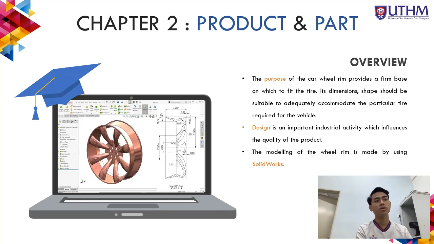So first, the overview. The purpose of the car wheel rim is to provide a firm base on which to fit the tire. Its dimension and shape should be suitable to accommodate the particular tire required for the vehicle. Design is an important industrial activity which influences the quality of the product. And the last one, the modeling of the wheel rim is made by using SolidWorks software.